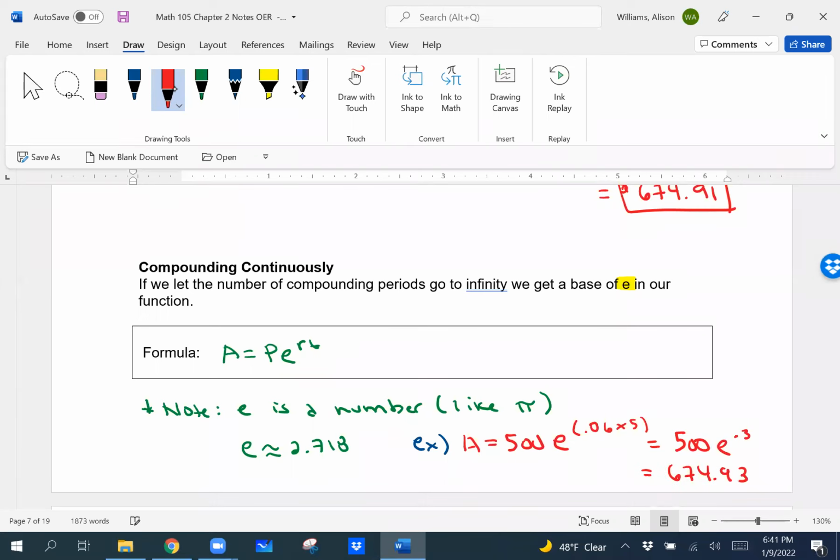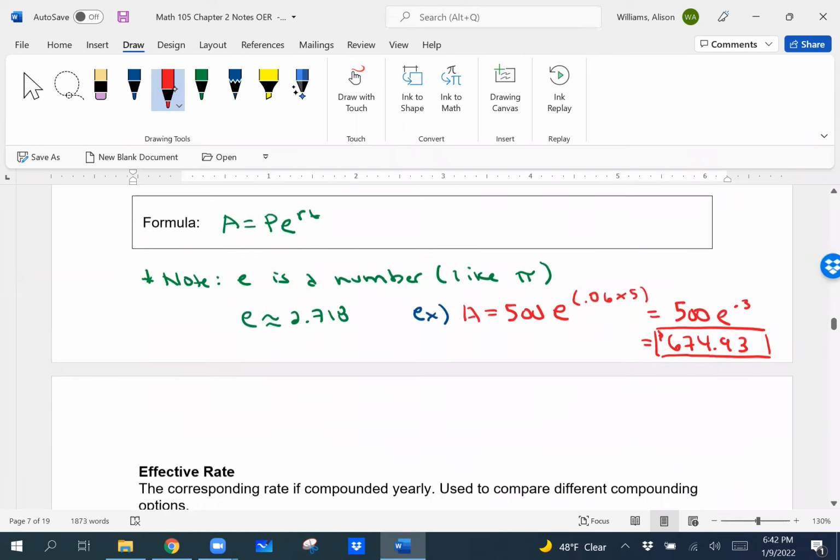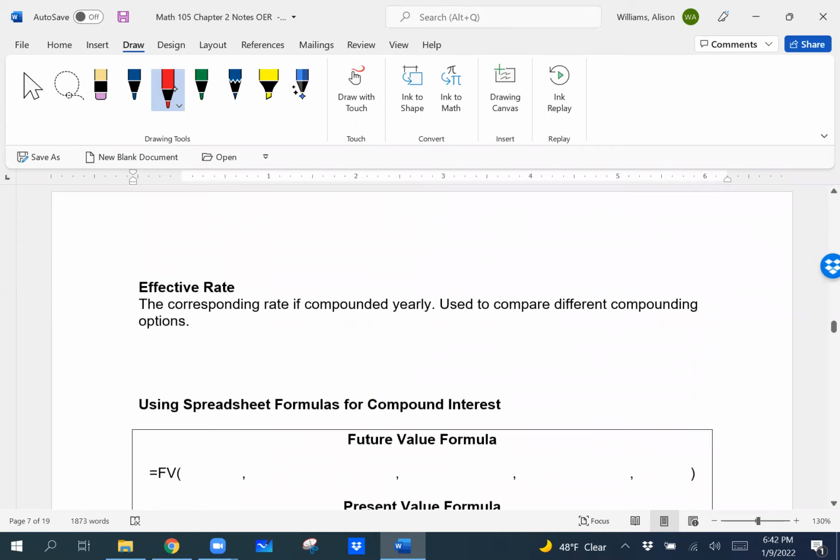$674.93. So it's barely different from the daily compounding, just a tiny bit different. An infinite number of times calculating the interest, and it makes a 2 cents difference. So compounding continuously is an interesting concept. It's more theoretical, and it's used a lot in calculus.